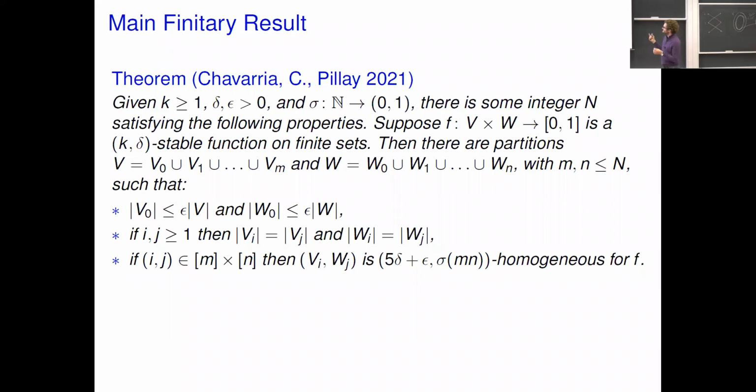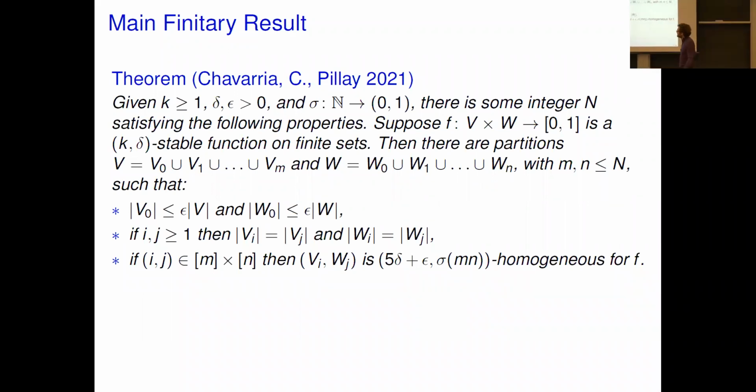The first thing is a little bit different from the Malliaris-Shelah result. It says that the V0 and the W0 are small exceptional sets of vertices, bounded by this global parameter epsilon. So I have these small vertex sets that I kind of ignore. And then if I look at the rest of them, the V1 up through Vm and the W1 up through Wn, you have an equipartition of each side into exactly the same size. So the size of Vi equals the size of Vj, and the size of Wi equals the size of Wj.